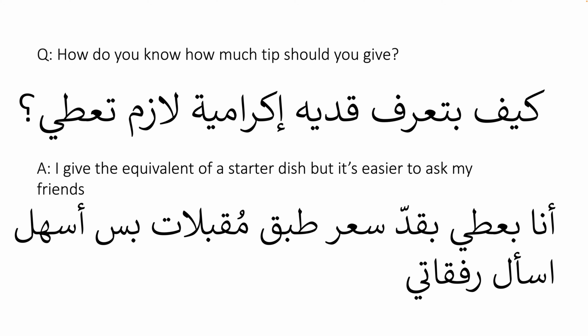So my rule of thumb, when I sit in a restaurant, is I always give the equivalent of the price of a starter. So let's say, for example, if it was £7 or £8, I do give that, which sometimes works out more than the 10% or the 12%, depending on the country you are in. But let me know your tip or your trick on how to pay tips if you go to restaurants where you are, or here in the UK if you are in the UK, guys. I'm gonna give another read. أنا بعطي بقد سعر طبق مقبلات بس أسهل اسأل رفقاتي.